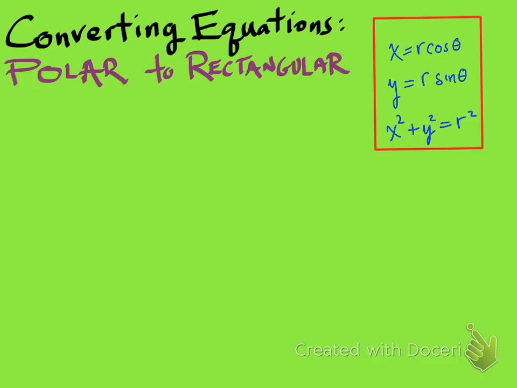Hi again, hope you're doing well still. This is another example of changing a polar equation to a rectangular equation. And once again, we will use the three conversion equations over there in the red box. Okay, so let's have a look at one.